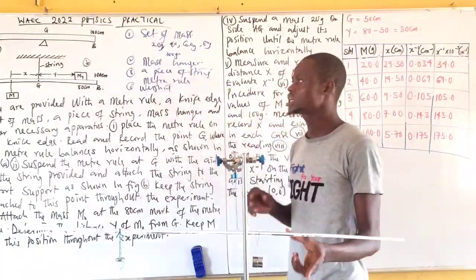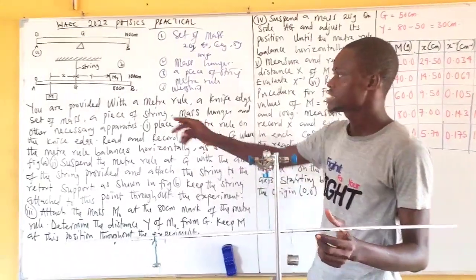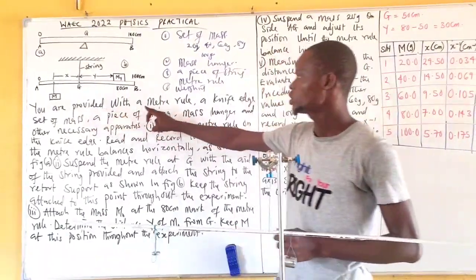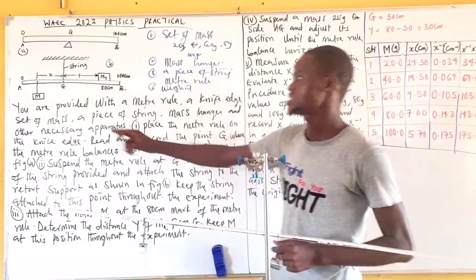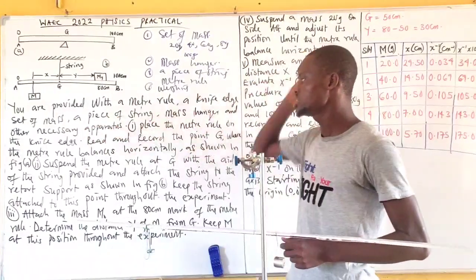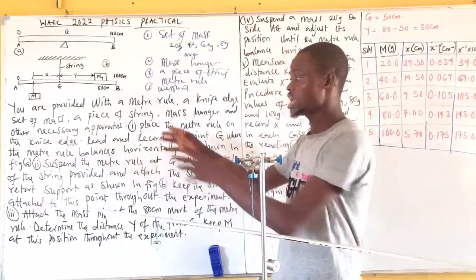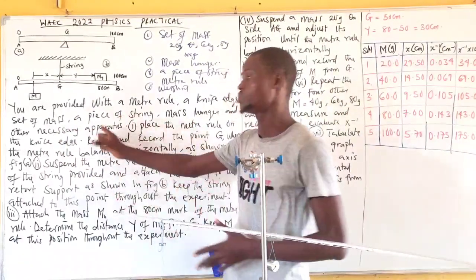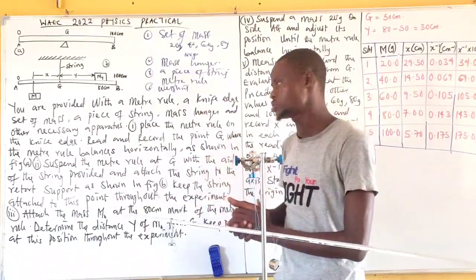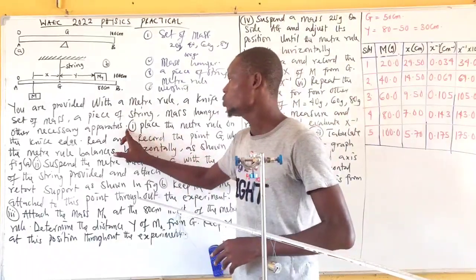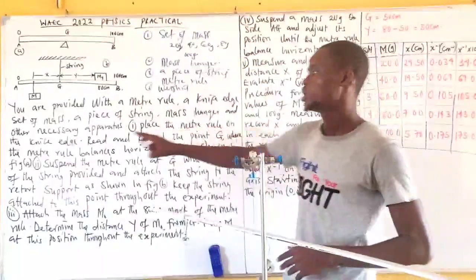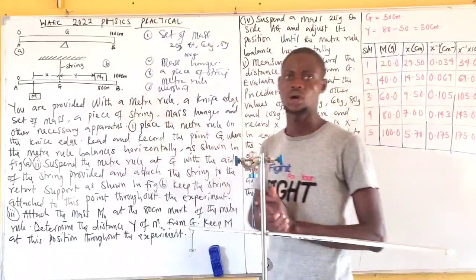Now, what is the question given to them that same year? They said, you are provided with a meter rule, a knife edge, a set of masses, a piece of string, a mass hanger, and other necessary apparatus. Actually, I framed this question myself, but it is from the same year. Now, question 1 said, place the meter rule on the knife edge. That is question 1.